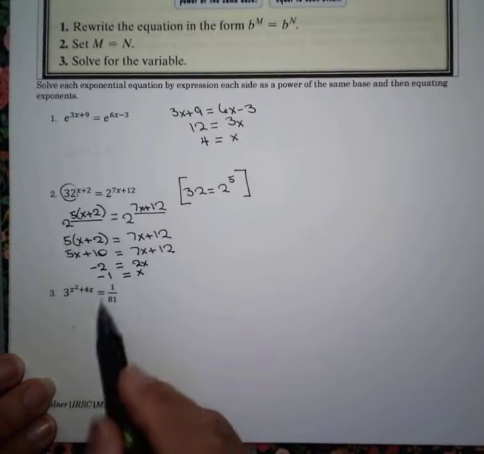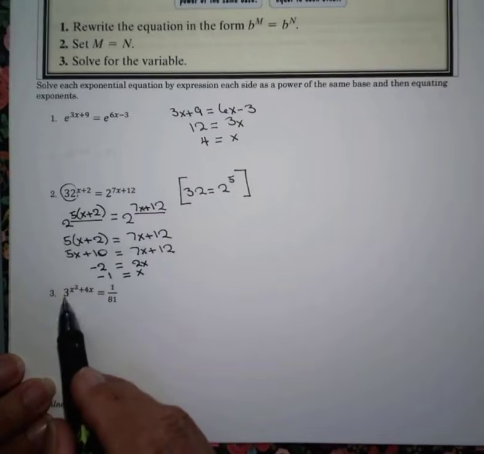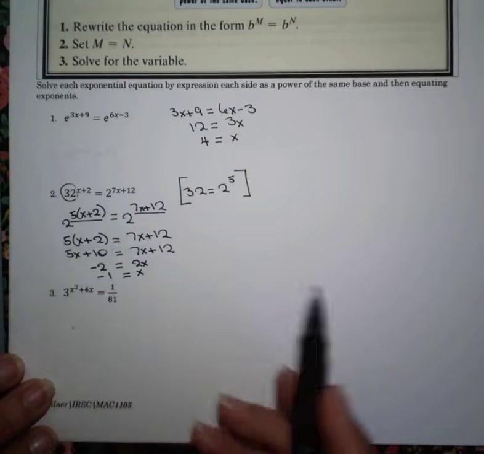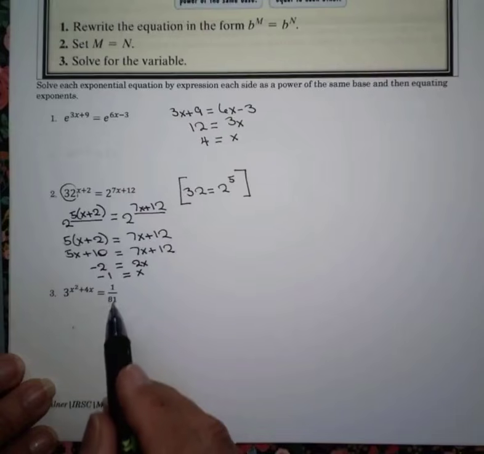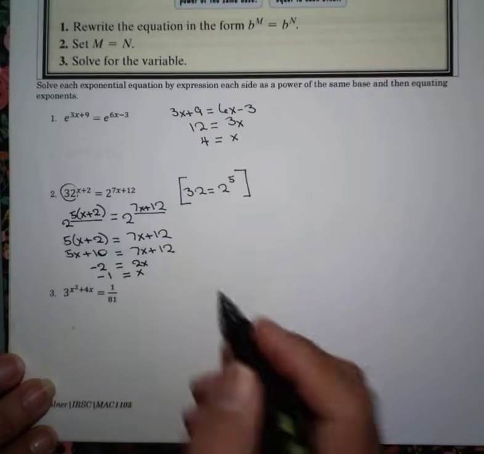This one is an even worse problem for us because it's got a fraction, and it's 1 over 81. Now the base of this exponent is 3. 3 to the, we don't really care what the exponent is, it's just 3 raised to a power. Can I get this 1 over 81 to be 3 raised to a certain power?